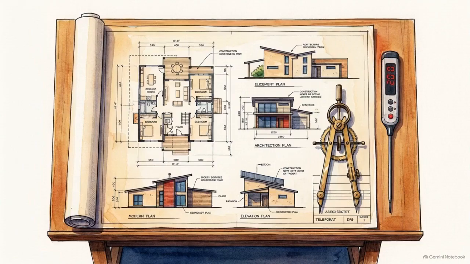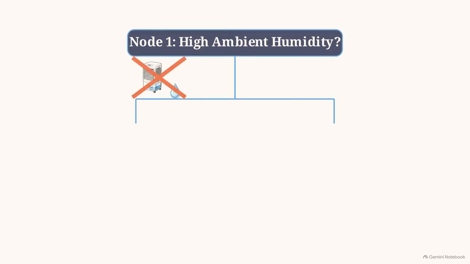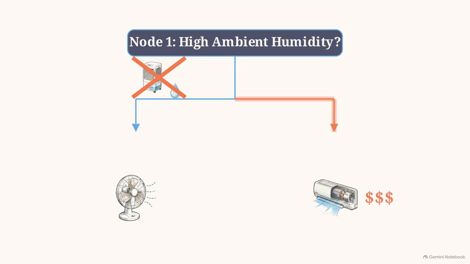With the engineering mechanics clear, we can build a practical roadmap for making a purchase today. This flowchart breaks down the decision. Node 1. Is your climate consistently humid? The yes path eliminates the air cooler, leaving a choice between a fan or AC. For absolute temperature control in sealed rooms, the path leads to the air conditioner.